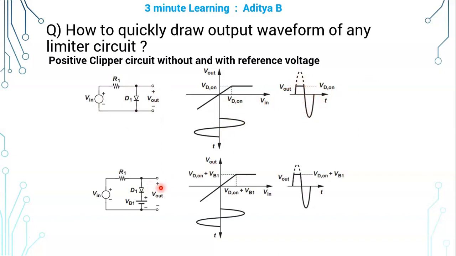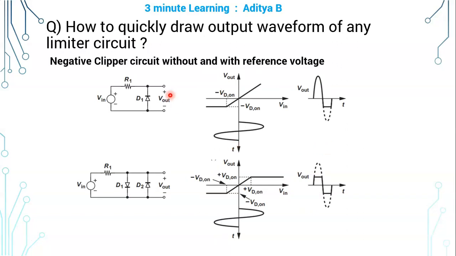Likewise here also the diode P side is connected to the output node, but here some reference voltage is there. So now the reference voltage plus one diode drop will be VD on plus VB1. So the input signal below the reference plus diode drop is transmitted, and the positive peak is clipped.